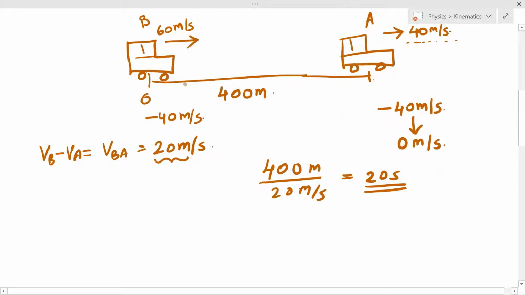So in 20 seconds how far will car B go? Car B is 60 meter per second into 20 seconds. So after 20 seconds car B will catch car A. That means it has moved 60 meter per second into 20 seconds distance. So that is 1200 meter. So at 1.2 kilometer they will catch each other. Oh, car B will catch A, sorry.